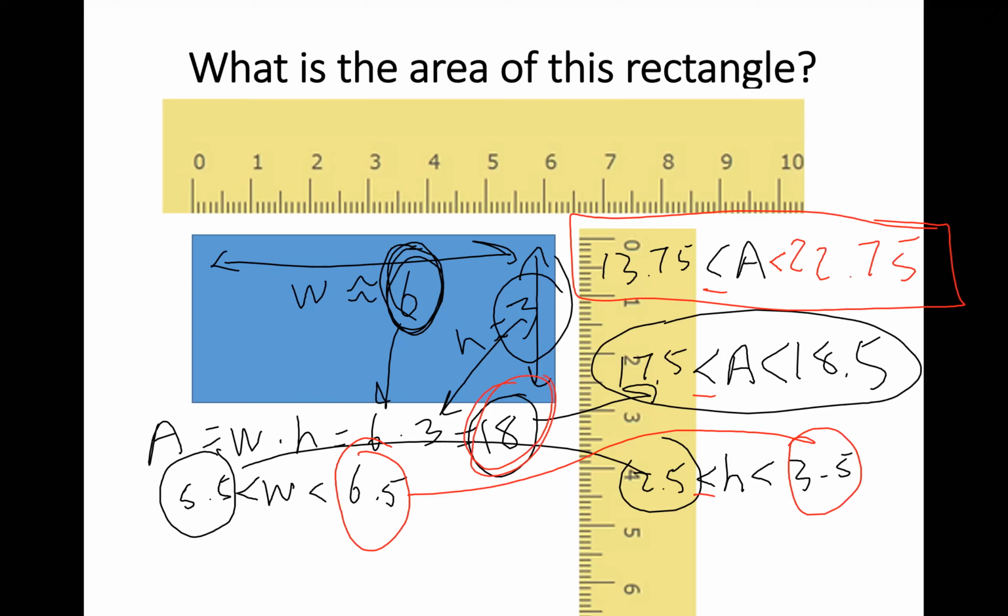If I report the answer as 18, that gives the entirely wrong idea as to what the range of uncertainty is, right? So how do we deal with this? Well, if you're an engineer, you're going to report the answer like this. You're going to say that the answer is somewhere in this range, and that is the best way to do it. But it's cumbersome to do it that way.